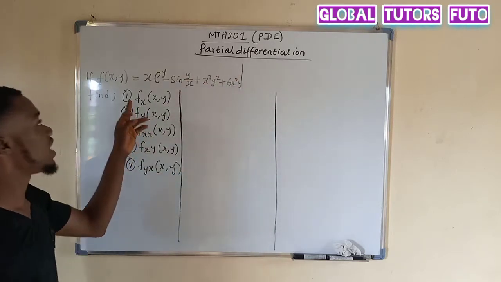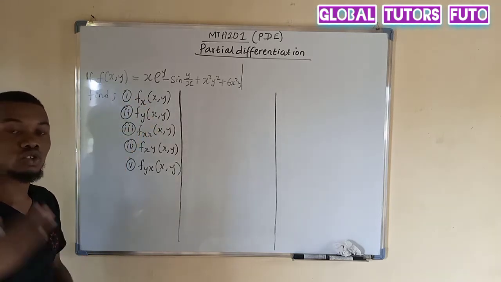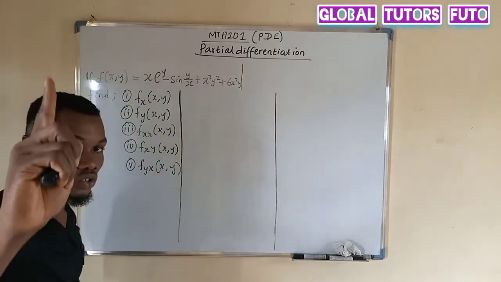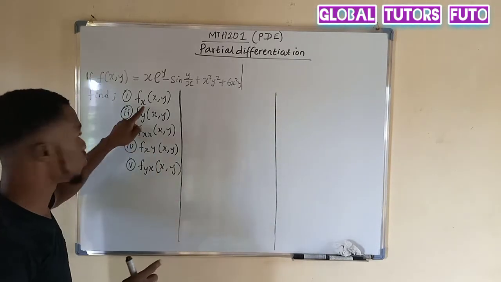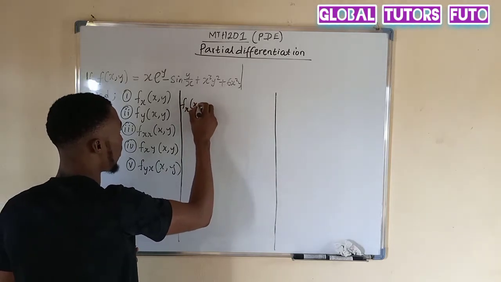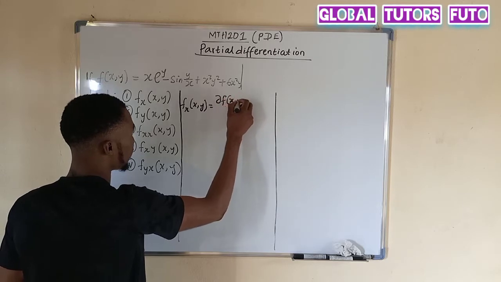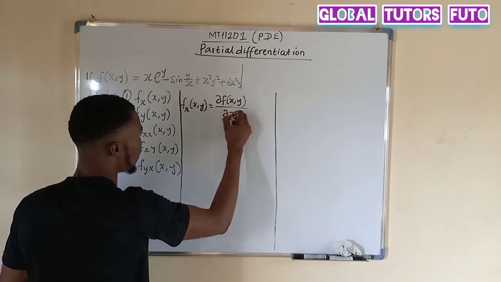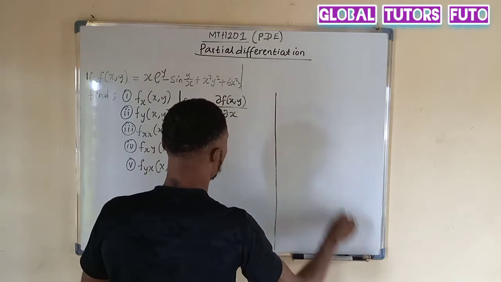Now we are asked to get f sub x of the function, okay? That is to say that we should differentiate the function once, partially, with respect to x. So f sub x of x comma y means that we should differentiate the function with respect to x, okay? So let me make a space here.